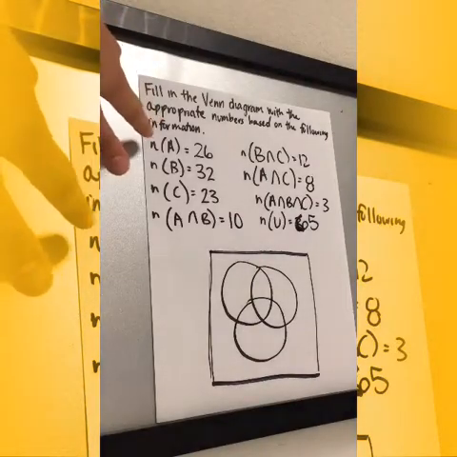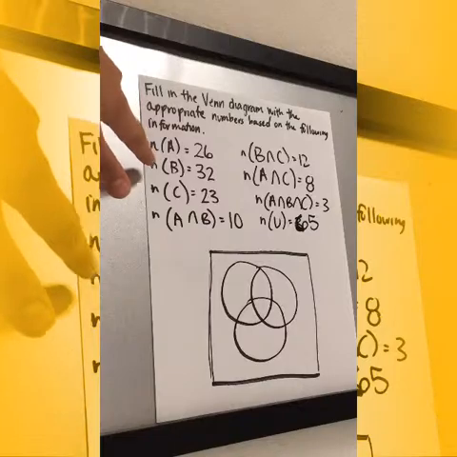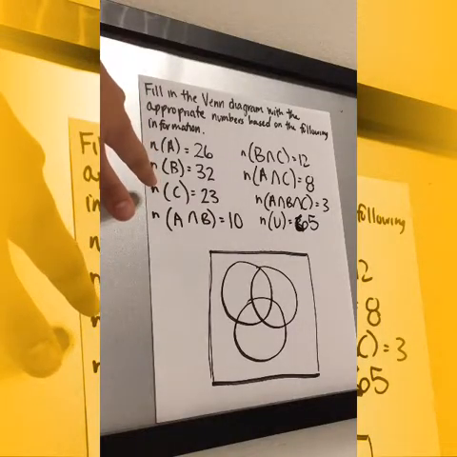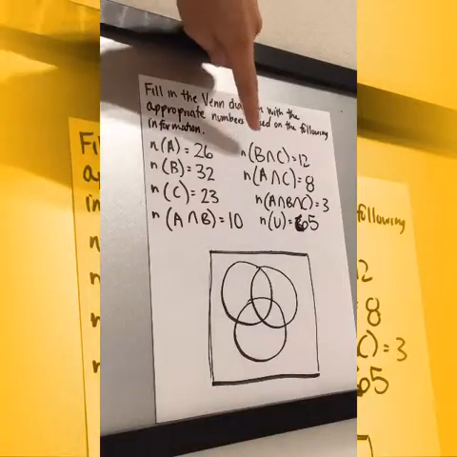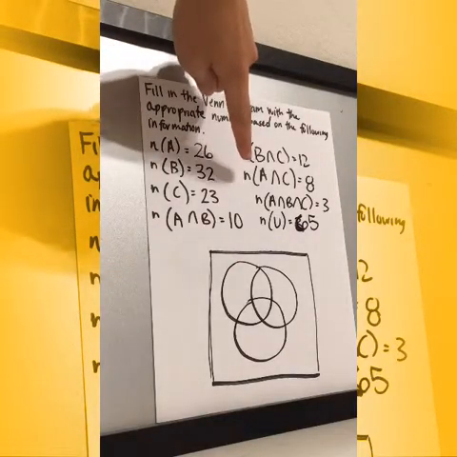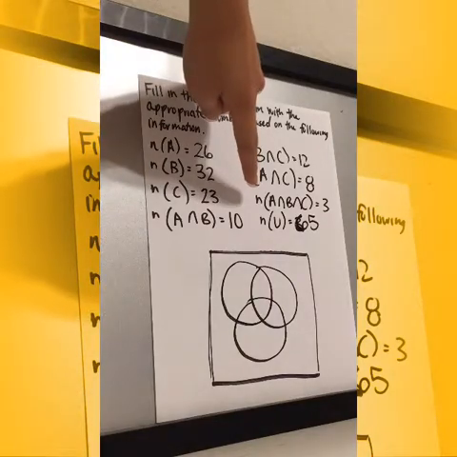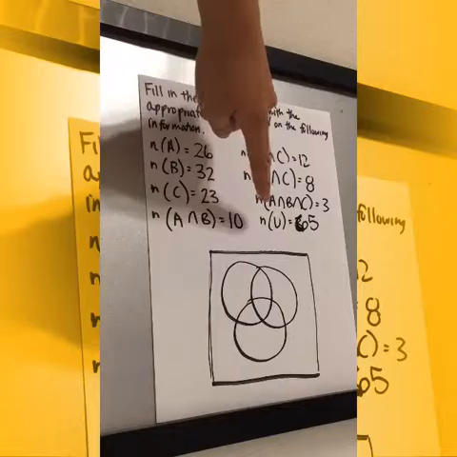Set A contains 26, set B contains 32, set C contains 23, sets A and B contain 10, sets B and C contain 12, sets A and C contain 8, sets A and B and C contain 3, and the universal set contains 65.